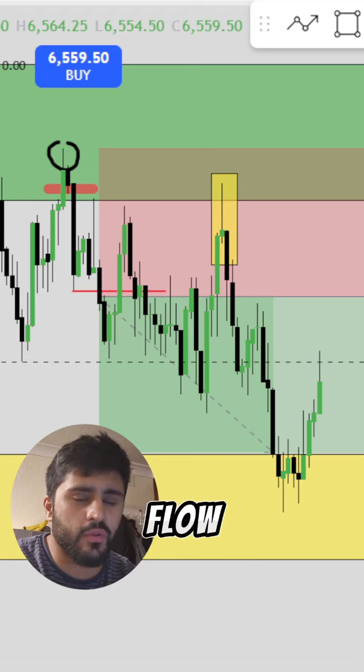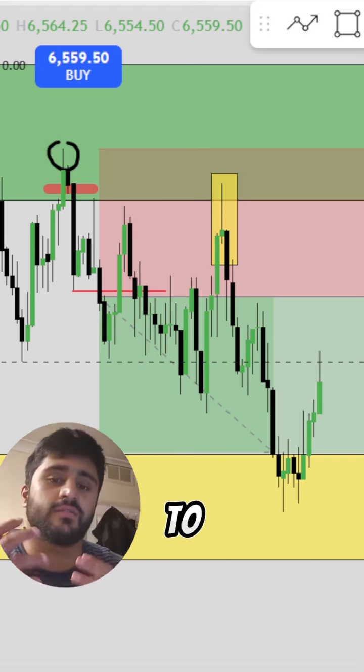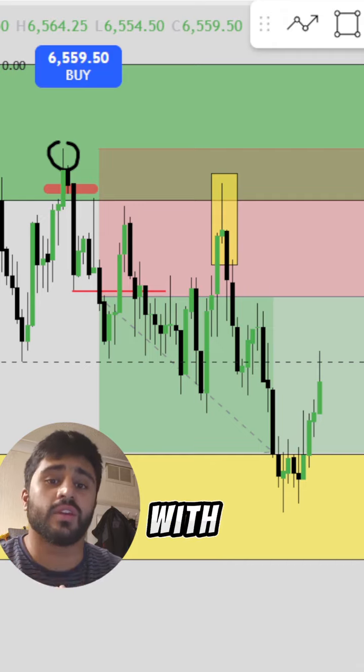So if you're trading order flow or opening range breakout and you need to find a solid entry, the way you do that is with the order flow.